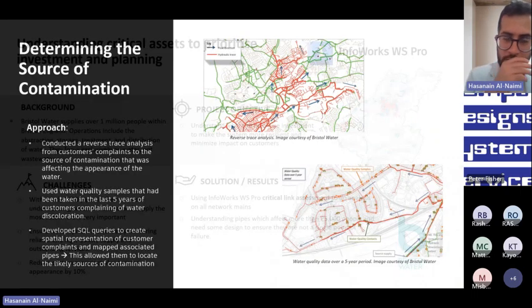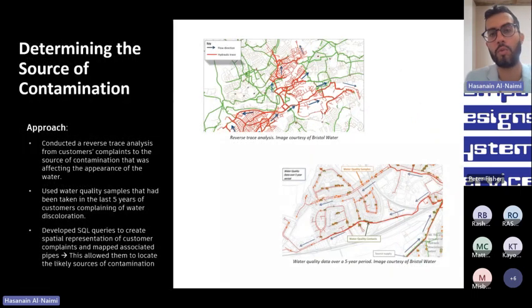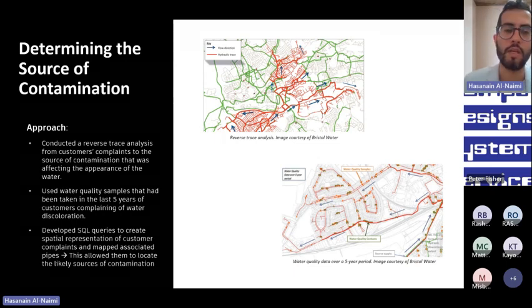The other thing I wanted to mention is when it comes to water quality, right? They had some problems, some contaminants in their network, and they wanted to do what we call reverse trace analysis, right? So they wanted to trace back the constituents to where these problems came from. So they conducted that reverse analysis.